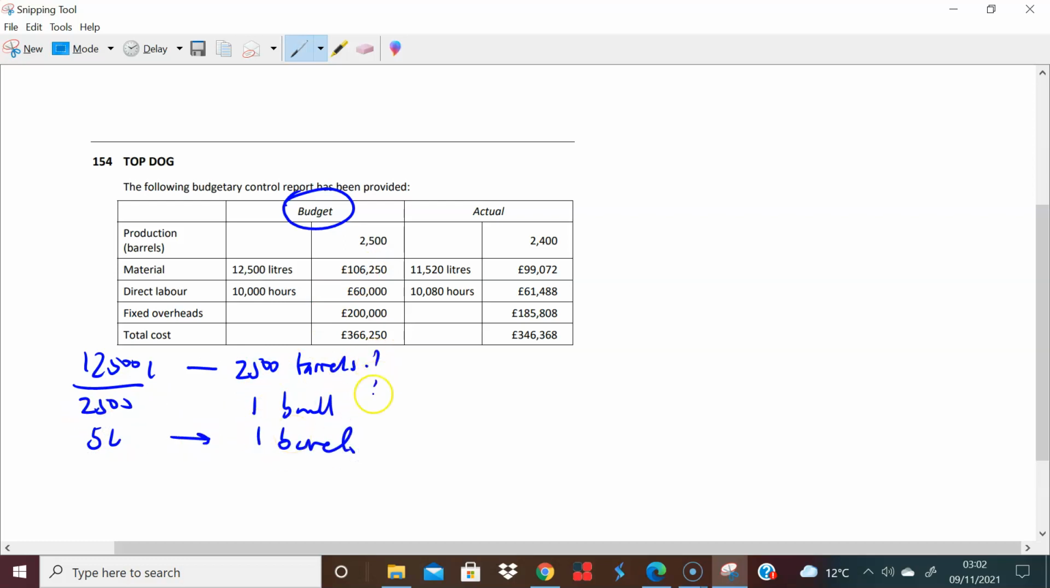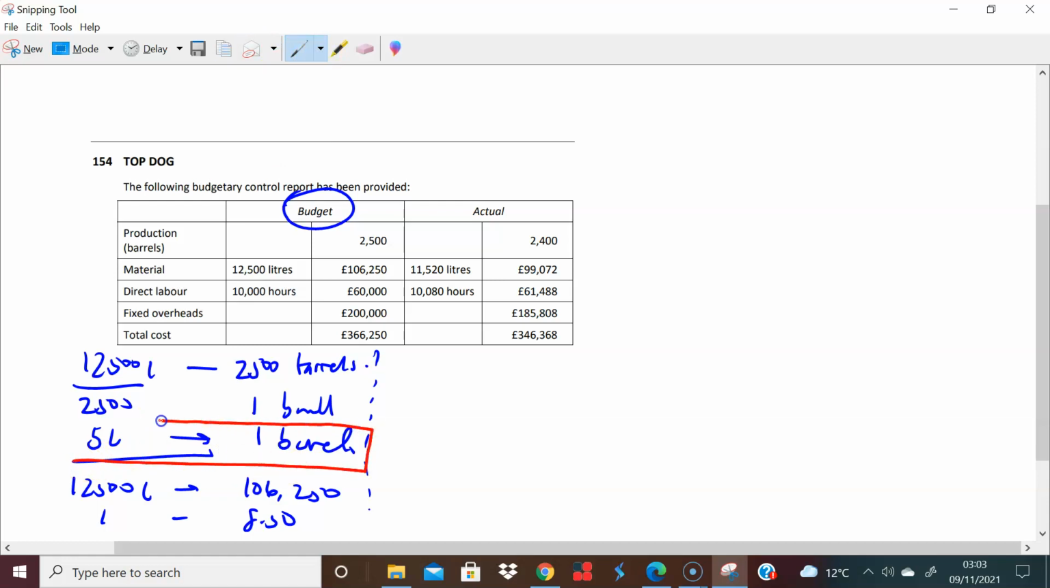Okay, right. So we know that as a standard. But we also know how much they should cost. We know that 12,500 liters should have a total cost of £106,250. So 1 liter should cost 106,250 divided by 12,500, and I have £8.50. I'll use a different pen color and highlight my standards.